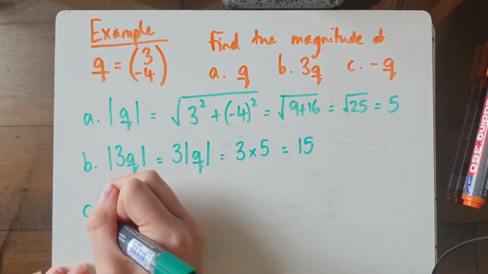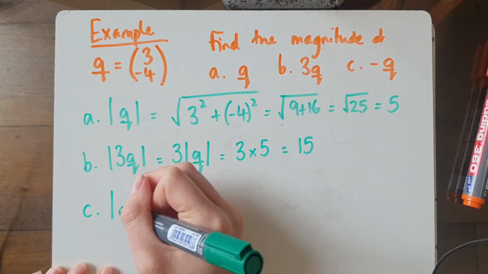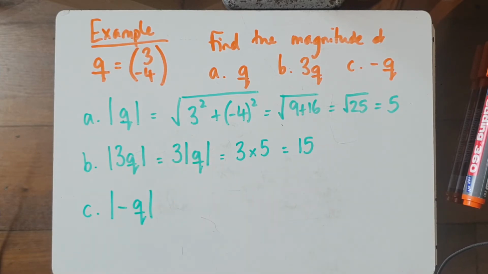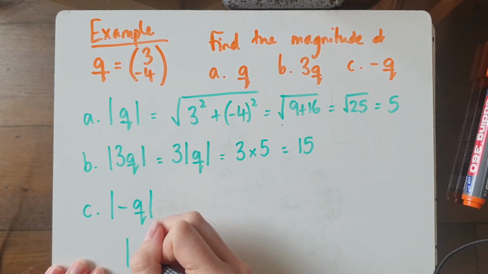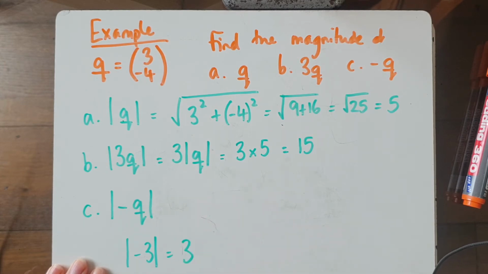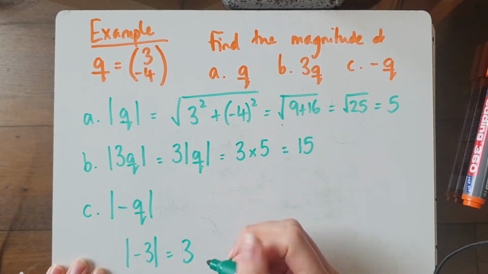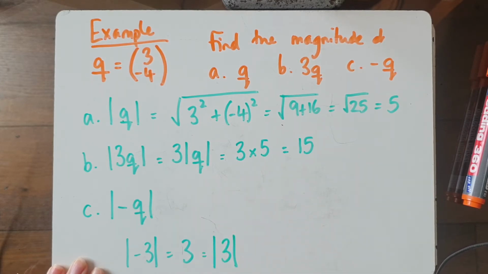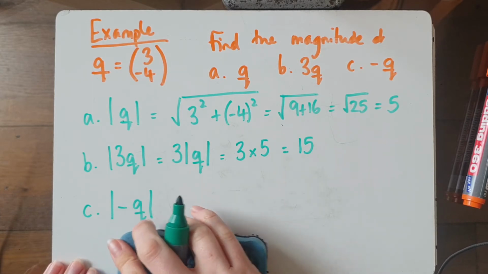Finally, for part C, the magnitude of negative q. This is very similar to when we did the magnitude of negative 3. So if we look at the magnitude of the number negative 3, it is equal to 3. That is its size, that is its distance away from 0, which is the same as the magnitude of positive 3. This has size 3.